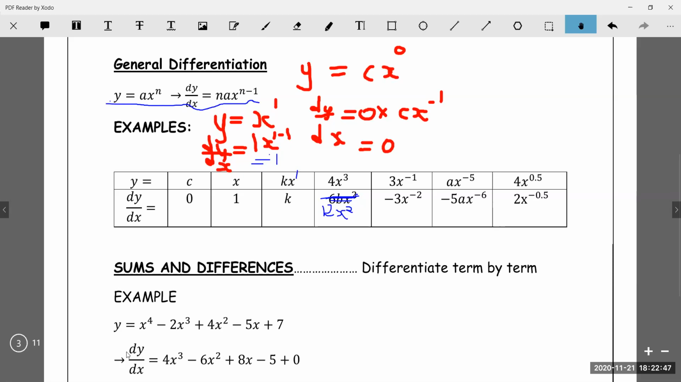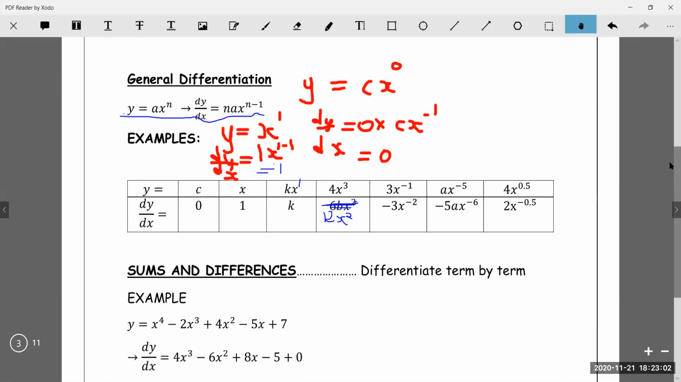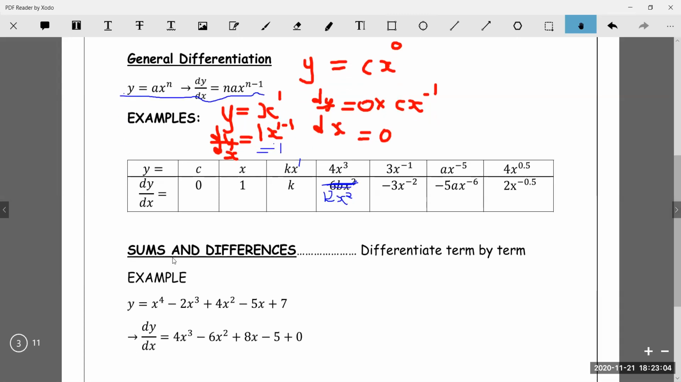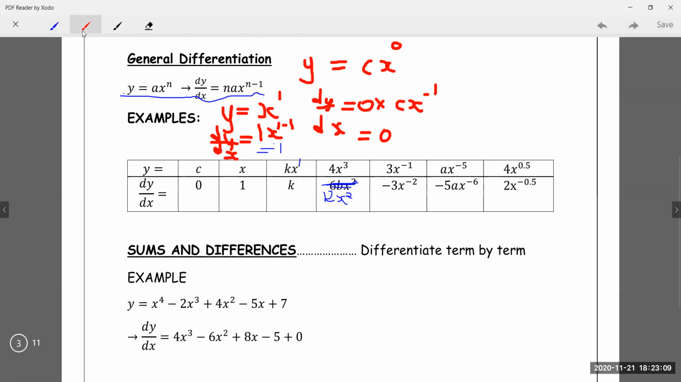When you're differentiating a function like y equals x to the 4, minus 2x cubed plus 4x squared minus 5x plus 7, you differentiate them term by term. So first you differentiate x to the 4. What's the derivative of x to the 4? 4x cubed. Very good. So that's how we get this 4x cubed right here. Then what's the derivative of 2x cubed? Negative 6x squared. Very good. Negative 6x squared. That's how we get that.